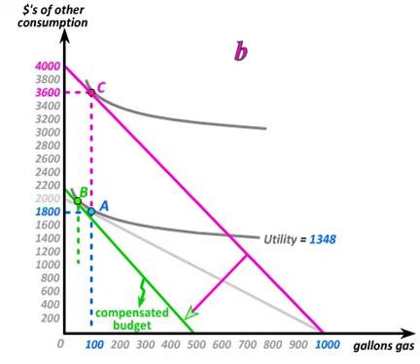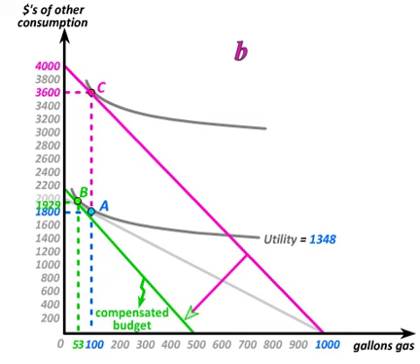To be more precise, the math tells us that bundle B has 53 gallons of gasoline and $1,929 worth of other goods consumption. The substitution effect, therefore, says reduce your gasoline consumption by 47 gallons and increase your other goods consumption by $129 worth.